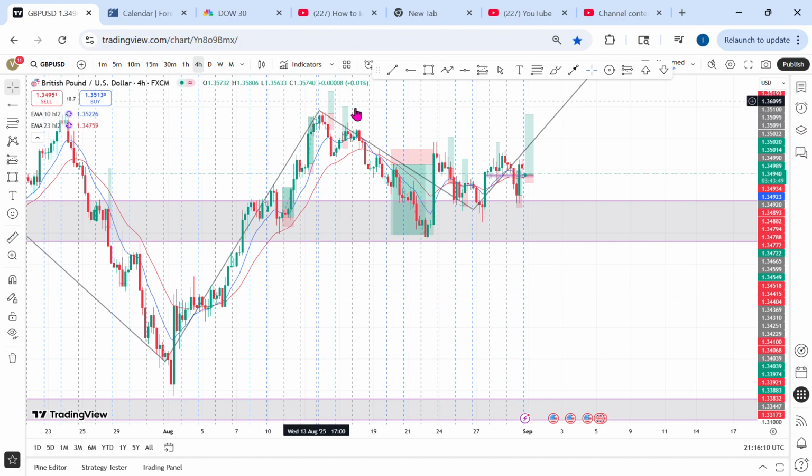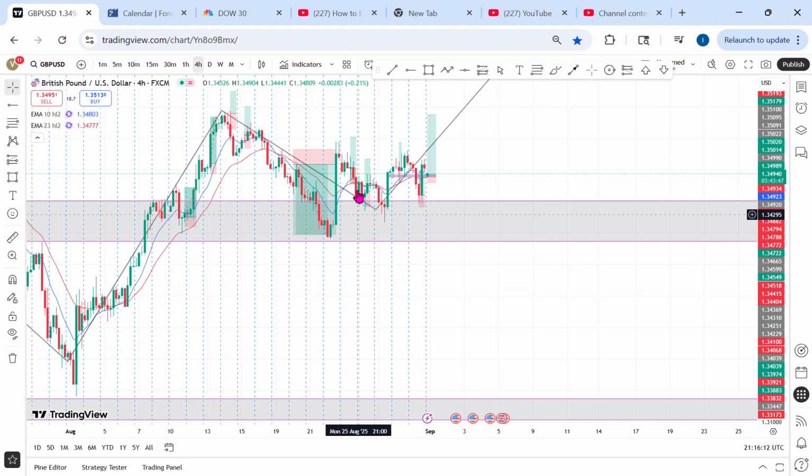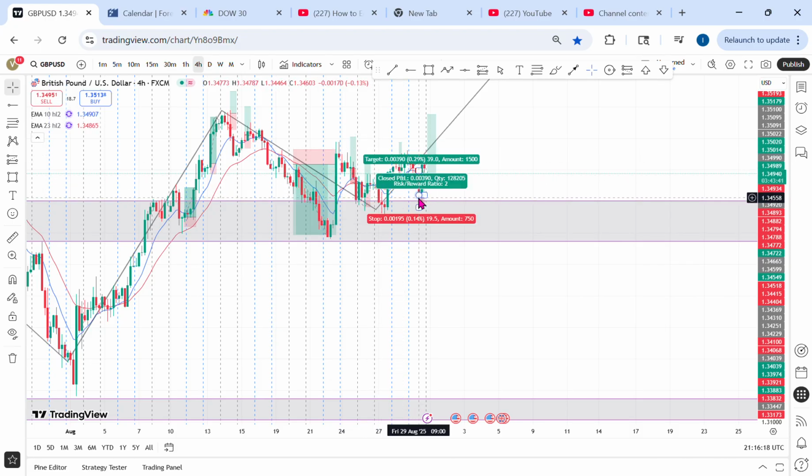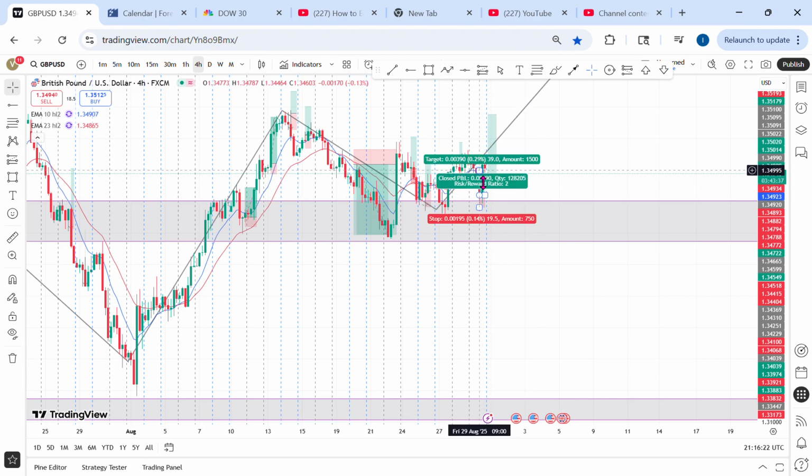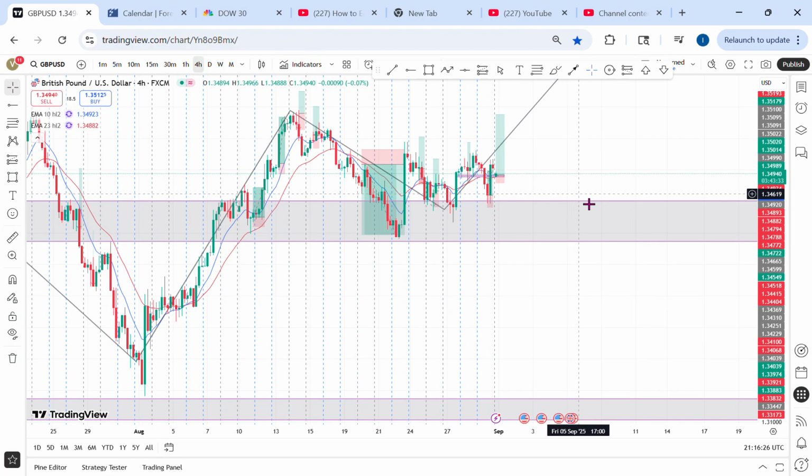Then let's go to the 1-hour. On a 4-hour time frame, you can see the market create a high, retest, create another high, retest. Now you see we have a very bullish engulfing candle on the 4-hour time frame, which is the market already telling us there are buy momentums in the market.